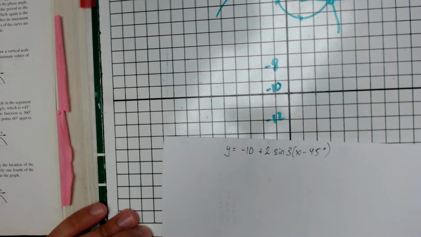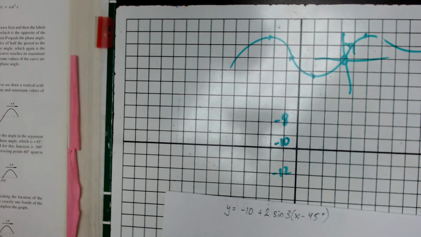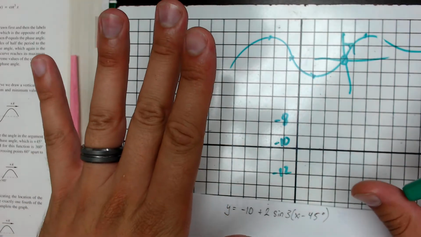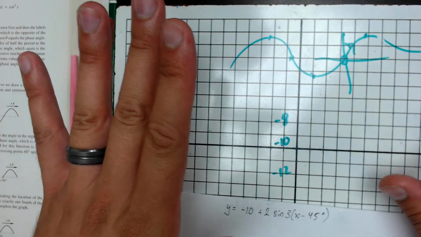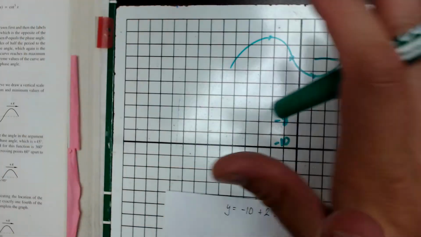Hold on, pause. My brain just shut off for a second. So what's getting me is I'm trying to think. I don't know why my brain just shut off. Do I move the graph to the left and the thing to the right, or do I move the graph to the right and the thing to the left?